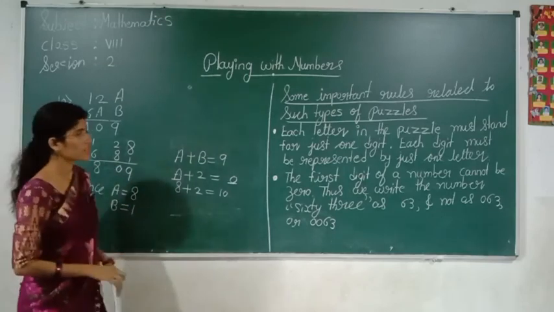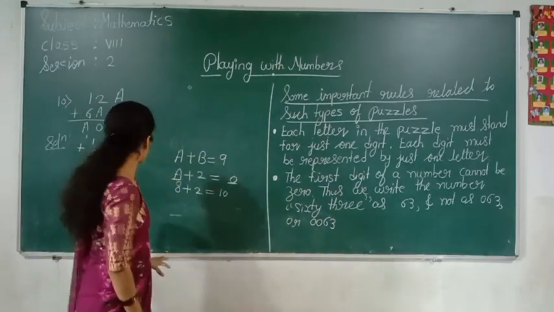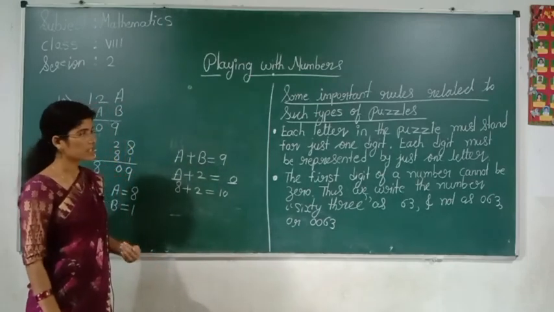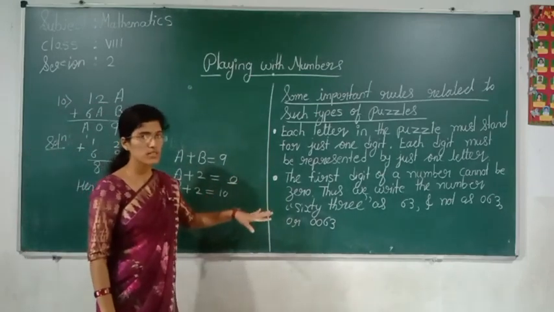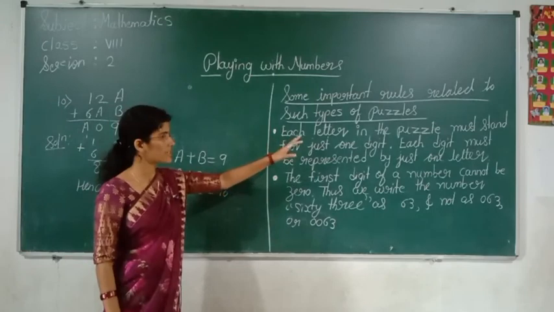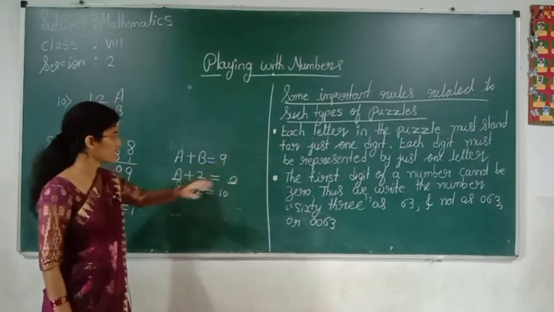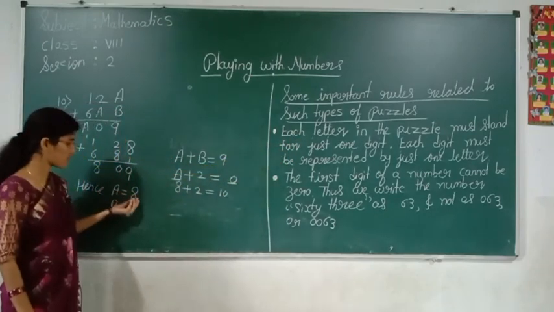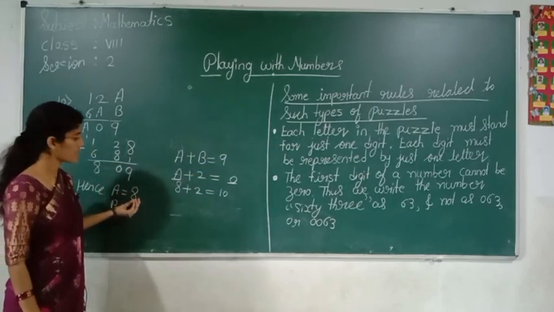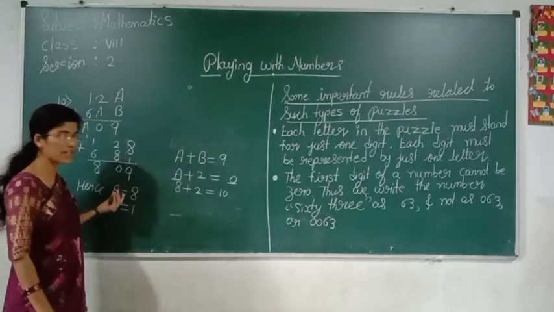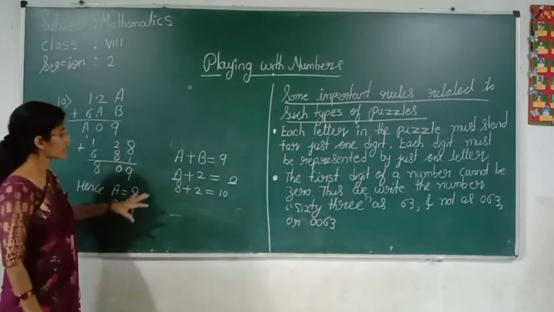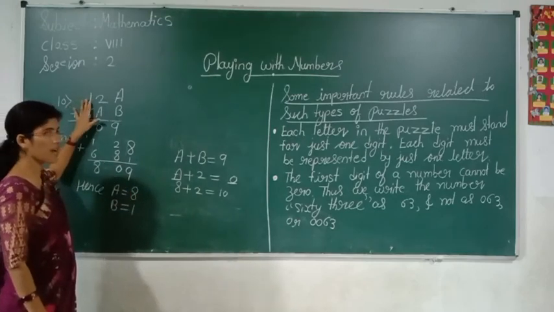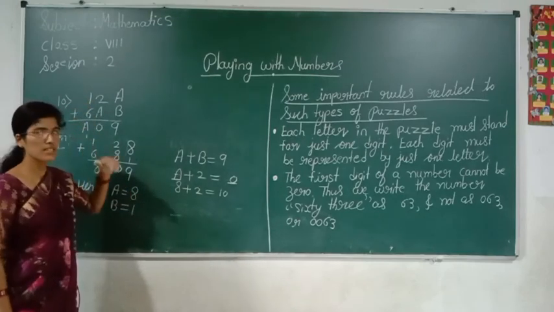Now see here students, we have solved the problems. Just you have to remember the rules. The rules here: each letter in the puzzle must stand for just one digit. Each letter is standing for one digit and each digit is standing for one letter also. And the second rule is that we should not take the first digit as 0.